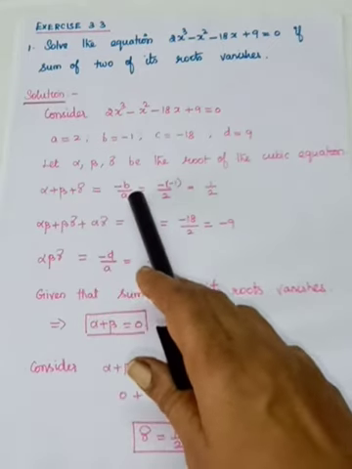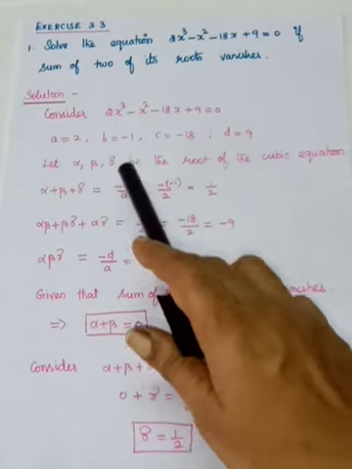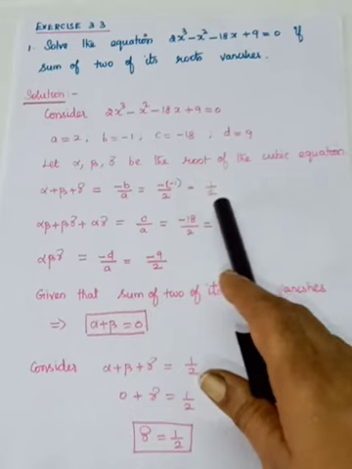So what is the formula? In the first exercise we have learned it is minus b by a. So it is minus of minus 1 by a, which is 2. So it is 1 by 2.